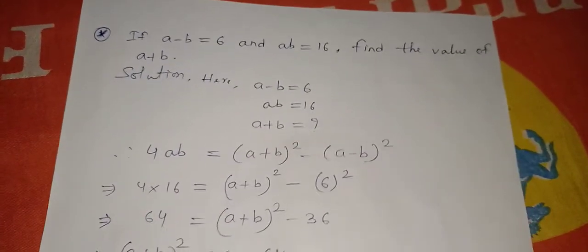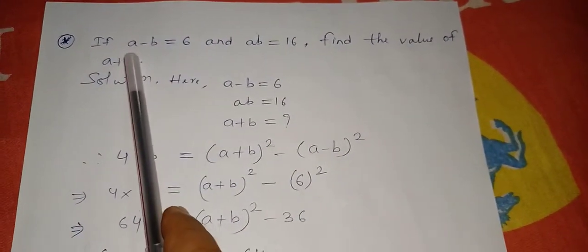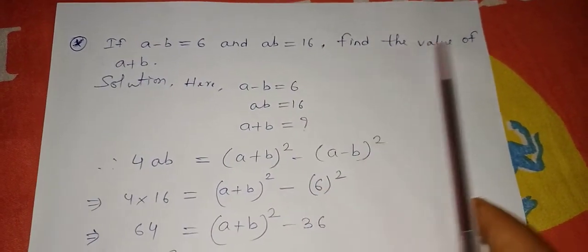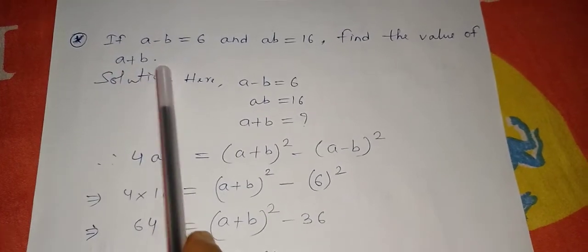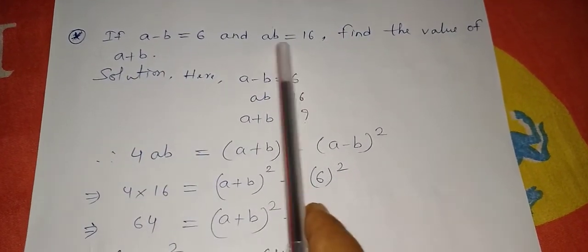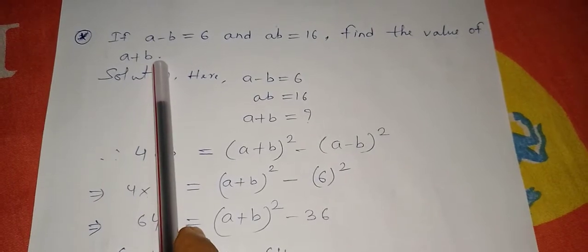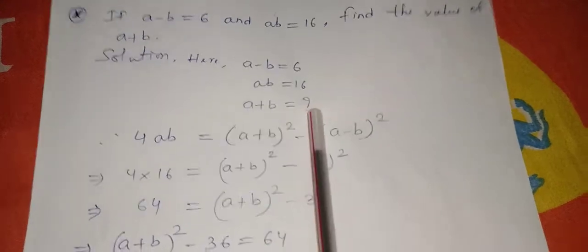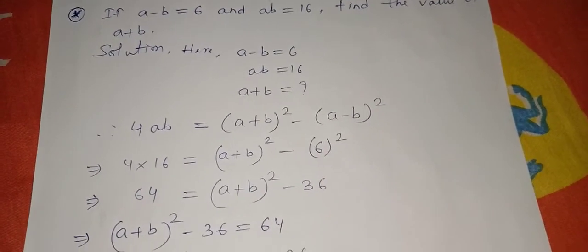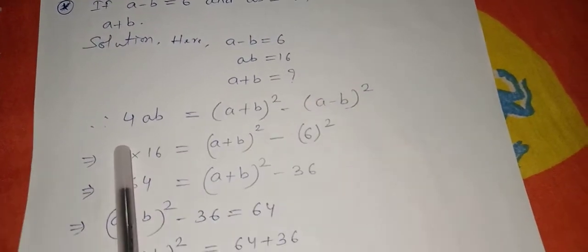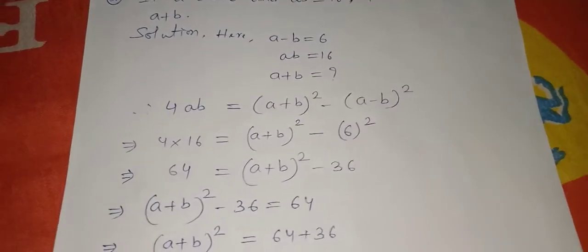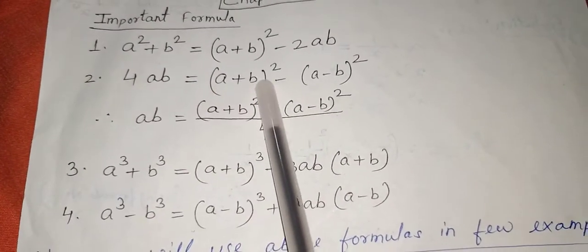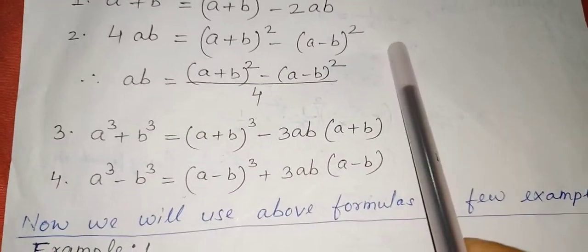One more question I want to discuss children. We have a question, a minus b equal to 6, ab equal to 16. Find the value of a plus b. So value of a minus b is given, value of ab is given, you have to find the value of a plus b. Same thing I wrote here, a minus b 6, ab equal to 16, a plus b is unknown, that is question mark. So here I am going to use number 2 formula which I have provided you in the last video, that is 4ab equal to a plus b whole square minus a minus b whole square.